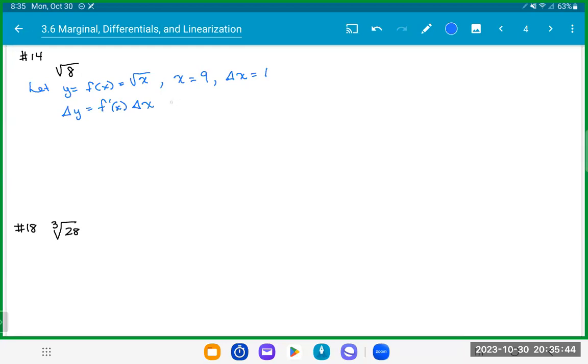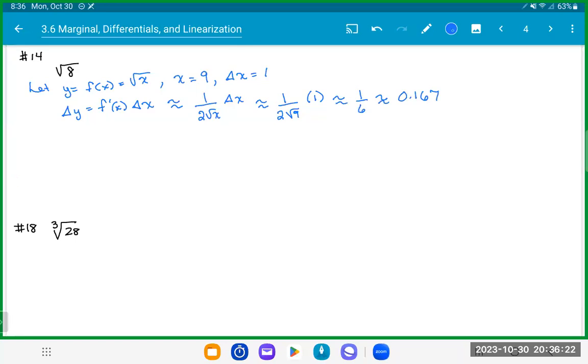So my derivative is going to give me approximately 1 over 2 square root of x times delta x. Okay, so that is approximately 1 over 2 times the square root of 9 times 1, right? Subbing in x equal to 9, delta x equal to 1. And so that is approximately 1/6, or in decimal form, 0.167.